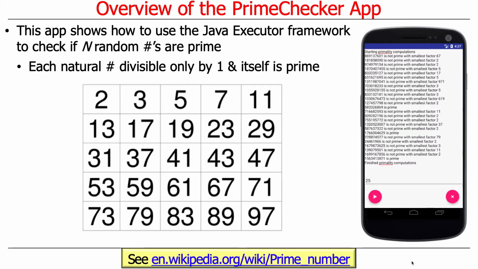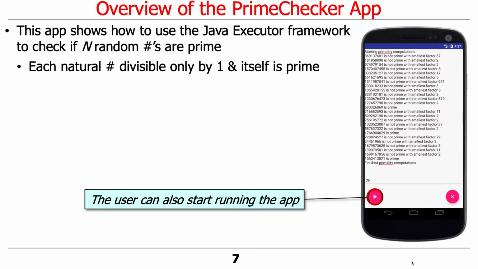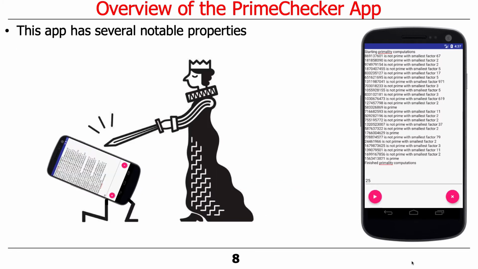I think you probably know what a prime number is, but in case you forgot from 5th grade or whenever you learned about it, a prime number is a natural number that's divisible only by 1 and itself. So evenly divisible in the sense that you don't have any remainder. So here's the first 25 prime numbers, and of course, they don't get interesting until they get big. In this app, you can select n, where n is the number of prime numbers you want to check. You can start running the app, and there's certain interesting properties about this app.